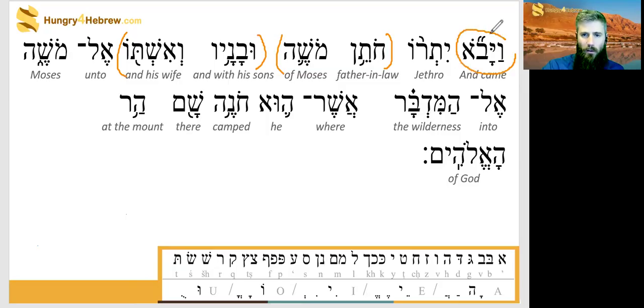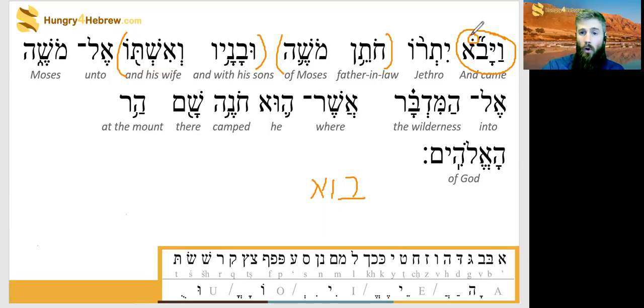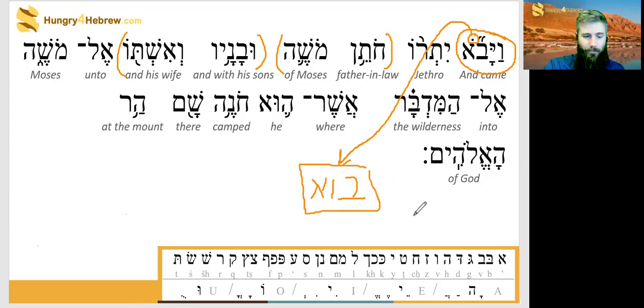What's the root of vayavo? Bet, vav, aleph. How do you know? The cholem is there. Very good. So the cholam can be reminiscent of a missing vav, or it could just be part of vocabulary. This root shows up quite a bit.